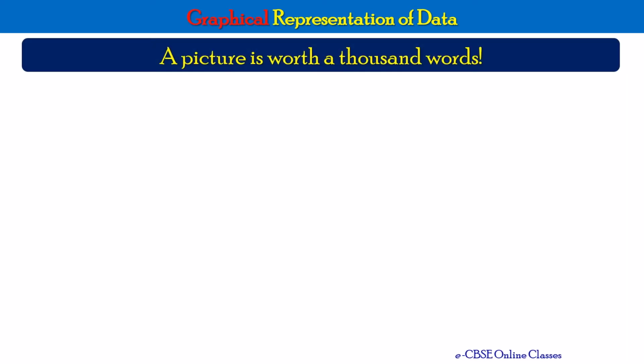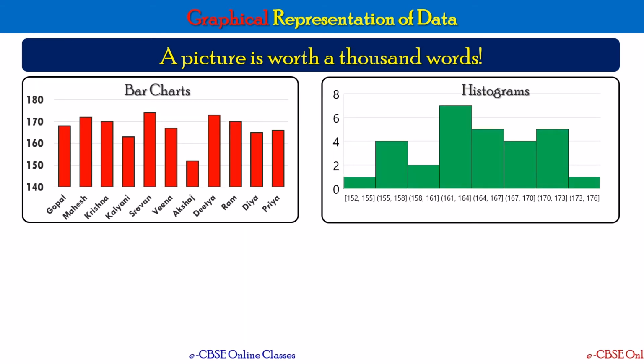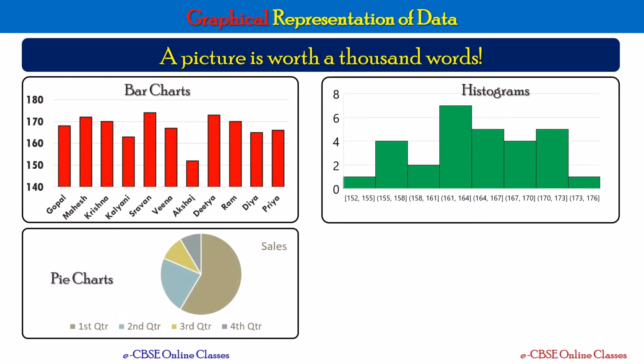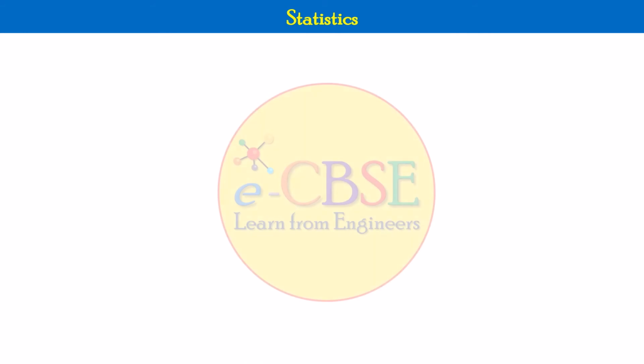As the saying goes, a picture is worth 1,000 words. You can convey a lot more with a picture, correct? There are many different ways of doing graphical representation of data like bar charts, histograms, pie charts and frequency polygons. In this video, we are going to cover bar charts, histograms and frequency polygons in detail. Now let's start with bar charts.